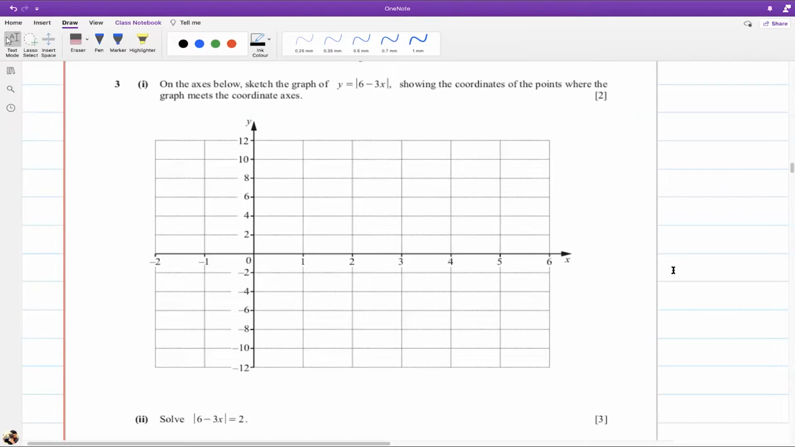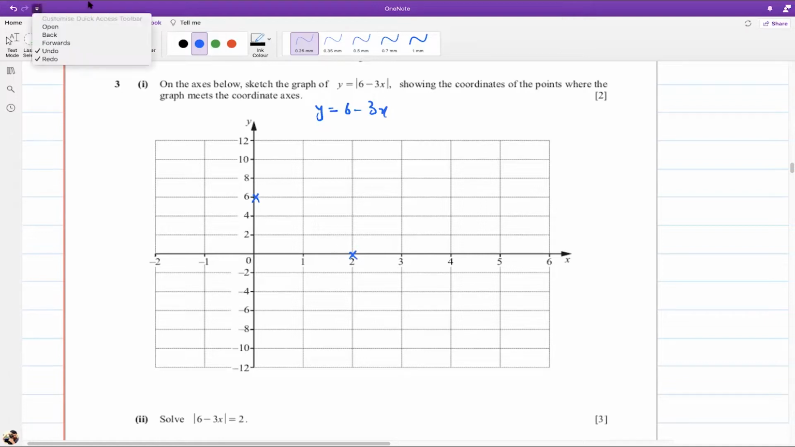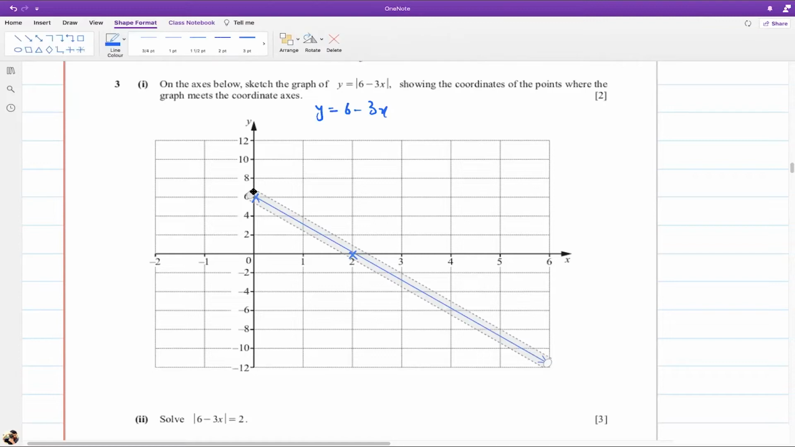All right. On the axis below, sketch the graph of y equal to 6 minus 3x. So what I'll do is I will start by finding out the y-intercept and the x-intercept of this line, y equals 6 minus 3x. That's it. I will not use the modulus in the beginning. So 6 minus 3x means that for every 1 increase in x, it decreases by 3 in y. So this means the x intercept will be here. Okay? So now my line is going to be this. This will be my line. I can just draw it like that.